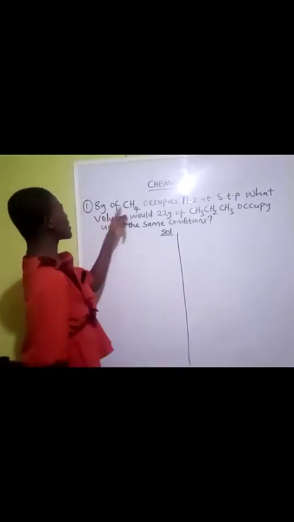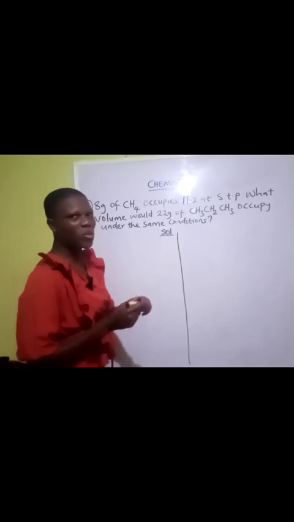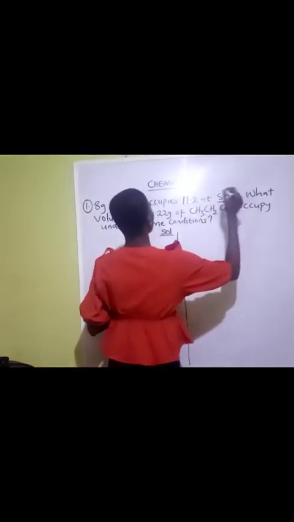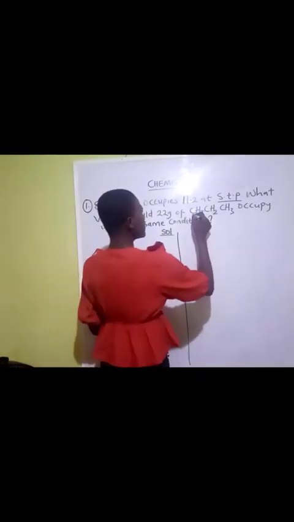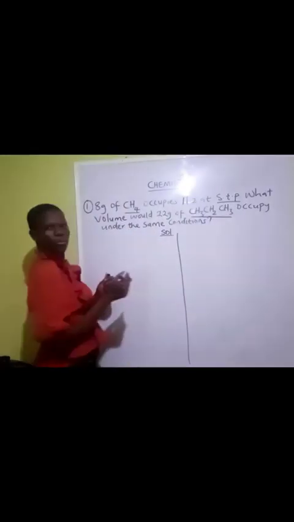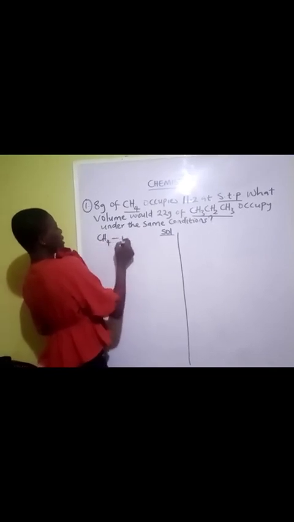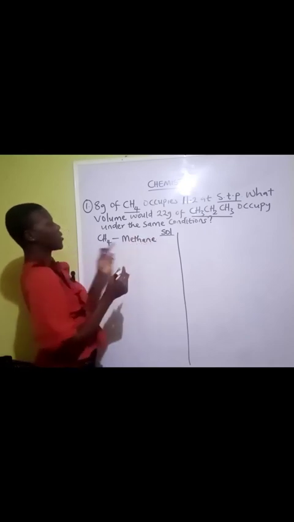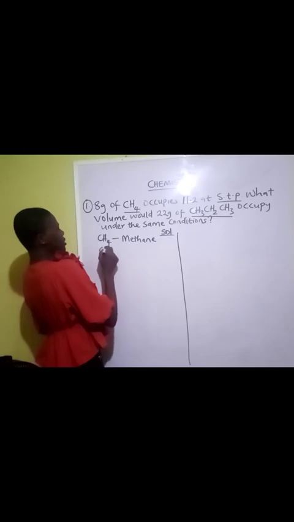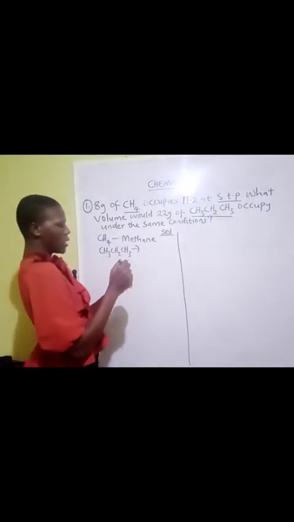Now, it says 8 grams of what? CH4 occupies 11.2 at STP. There are some points we need to consider. STP, okay? And also this CH4, we need to know what it means. So CH4 is what? Methane. When you talk about organic chemistry, CH4 is methane, and we have CH3CH2CH3. Now, what is this compound?